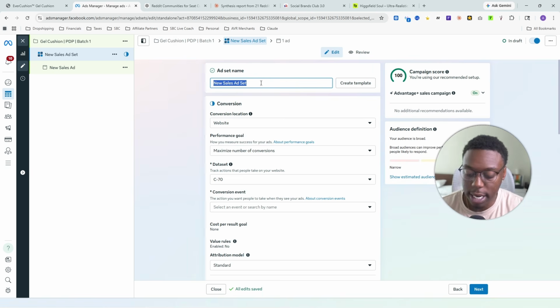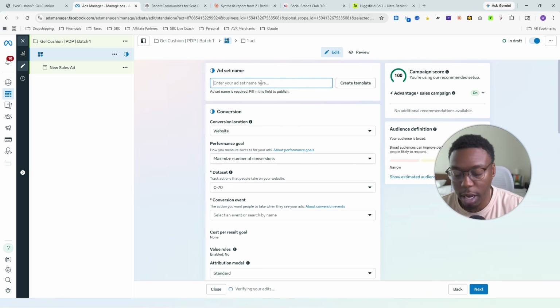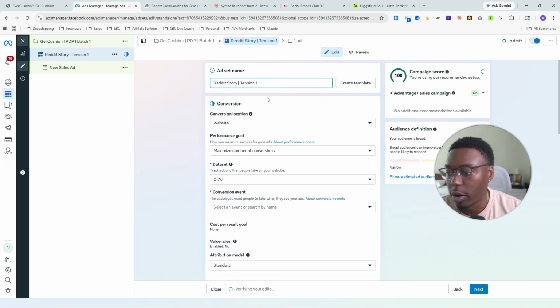Next is the ad set name. For this ad set name, this is where we're going to really, in this case, name our avatar or our attention point. Because we're doing a Reddit story, we're going to say the main focus was tension point 1, and that's what we're going to go after.